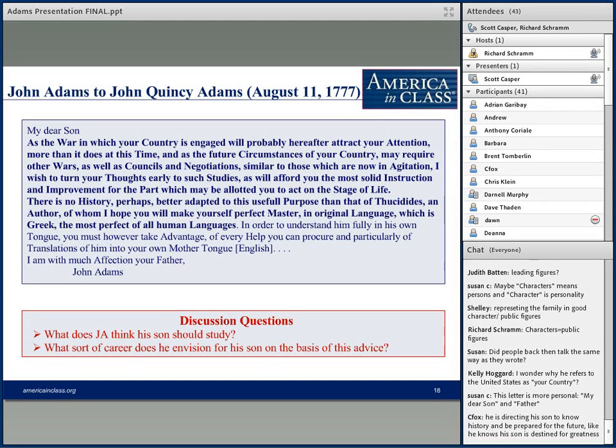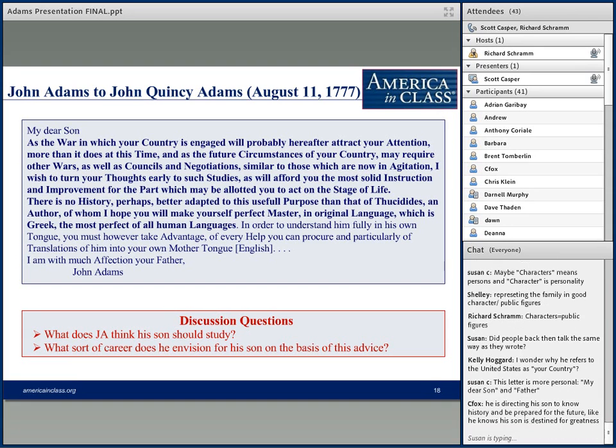He is indeed directing his son to know history. He seems to think that history is the best training for leadership in the future. And I think you're absolutely right. The last comment here, that he has a sense that his son is destined either for greatness or at least for public life. And I like here that he says, for the part which may be allotted to you to act on the stage of life.